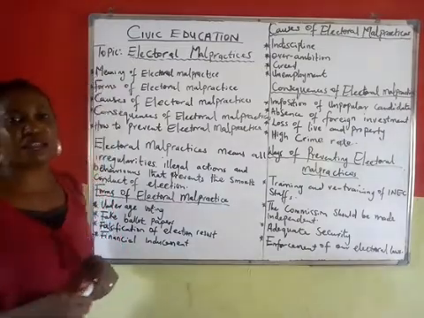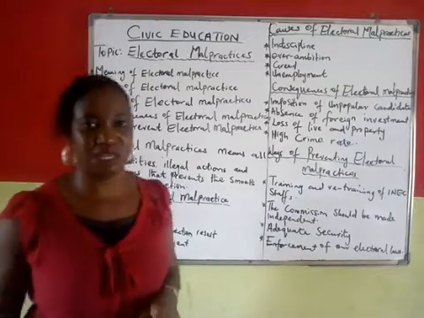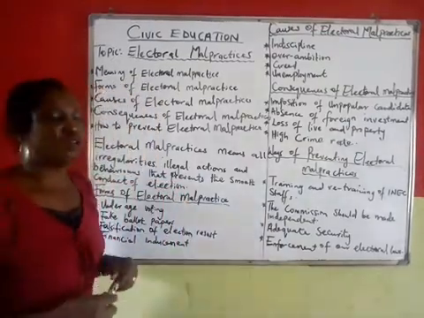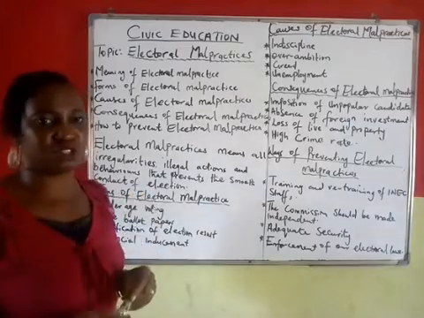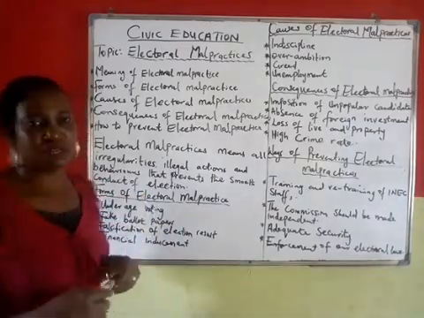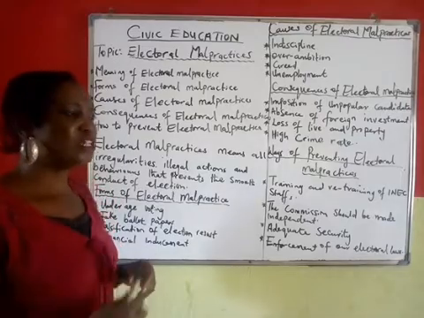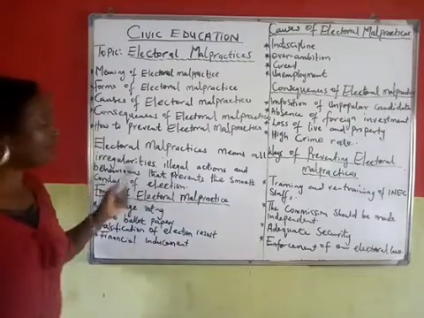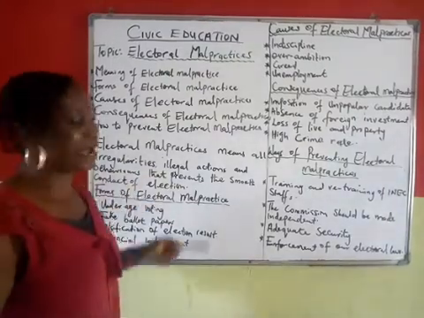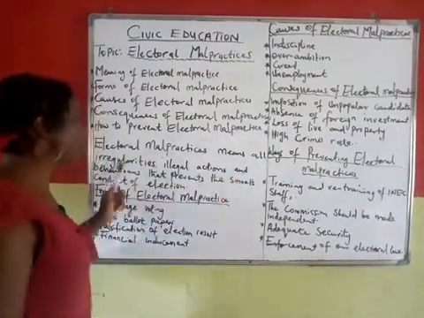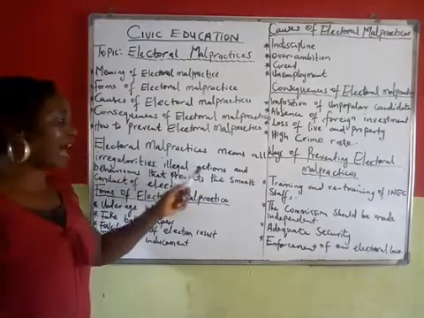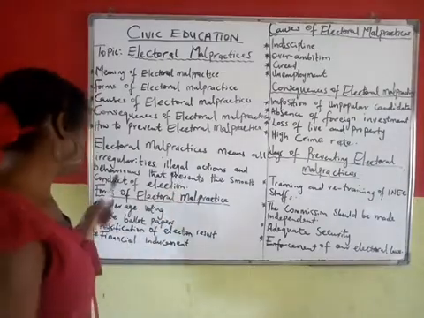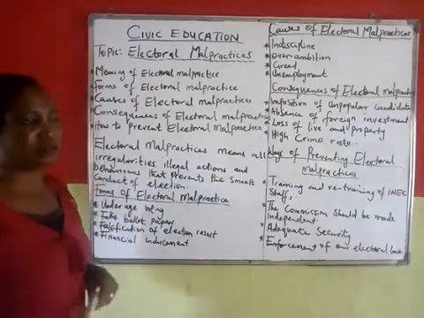Now, when we talk of electoral malpractice, what does it mean? Electoral malpractice simply means those irregularities, those wrong behaviors, those things that we do that will truncate the smooth running of election on the election day. So as I put it on the board, electoral malpractice means all irregularities, illegal actions, and behaviors that prevent the smooth conduct of election.